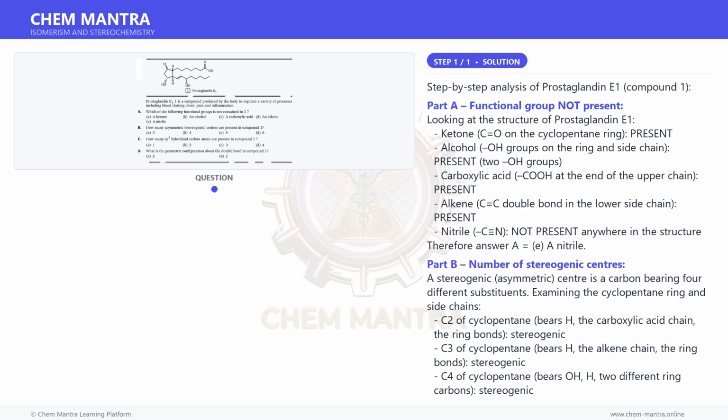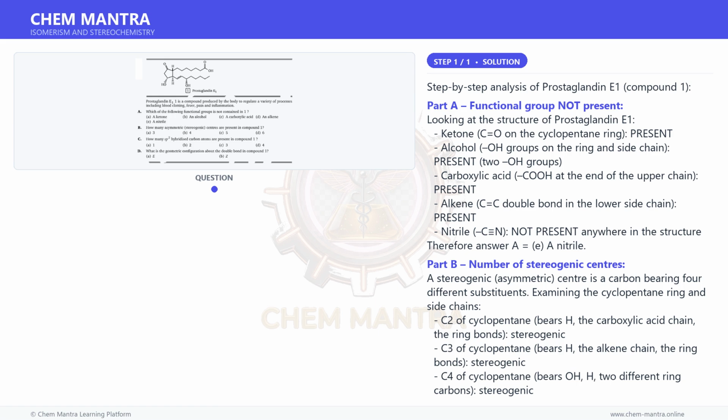Total equals 4 stereogenic centers, C8, C11, C12, C15 in prostaglandin numbering, or equivalently the 4 sp3 chiral centers in the molecule as drawn. Therefore answer B equals B, 4.